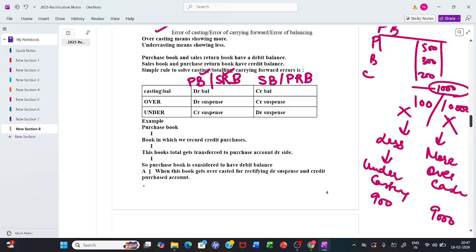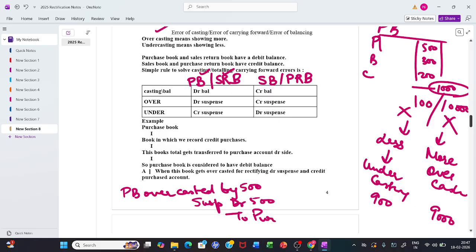So if I say my purchase book is overcasted by 500, what will I do? Debit suspense. Suspense debit 500 to purchase account. Don't put the word book. Book is recording. So here we use the word purchase account.